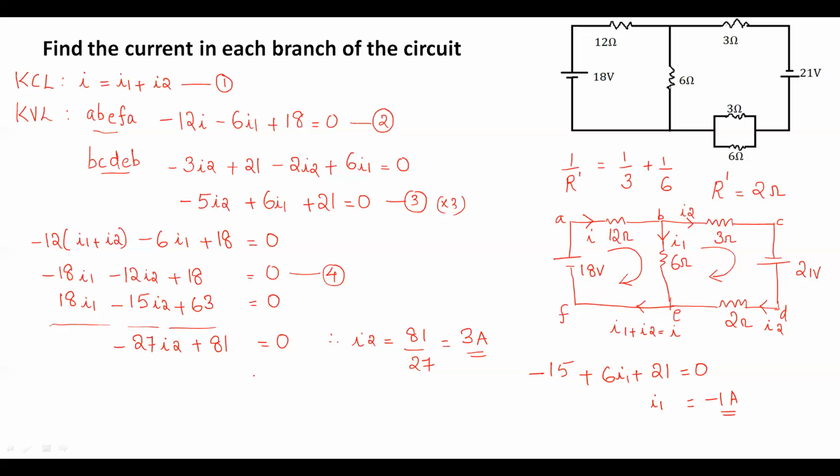Okay. So now what we have to find is, we do not know I, so we can find I from this equation 1. I is equal to I1 plus I2, that is 3 minus 1, which is equal to 2 amperes. So thus we have solved for the unknown values of currents I, I1 and I2, and we have solved the circuits.